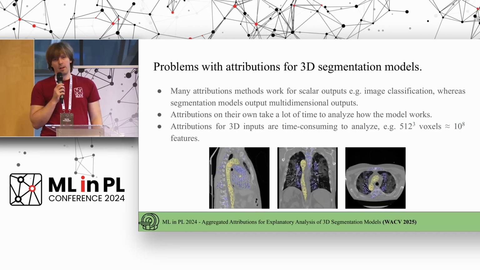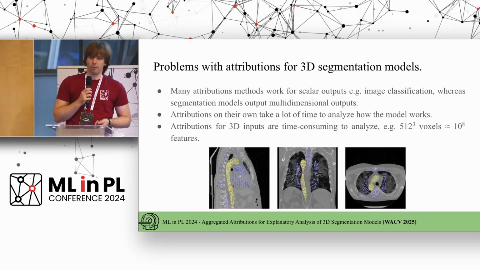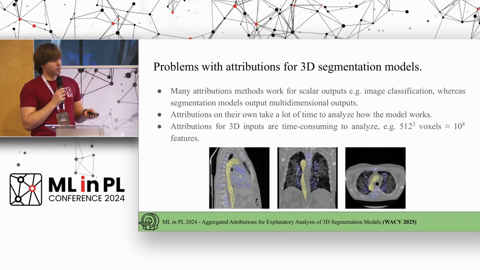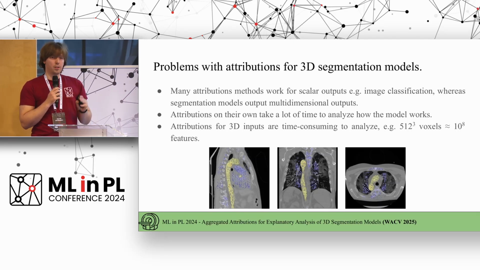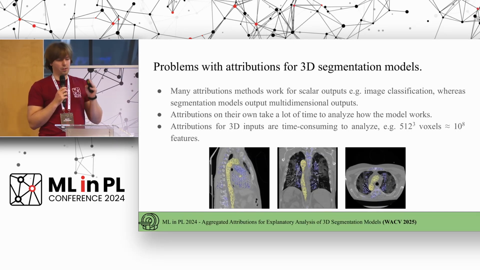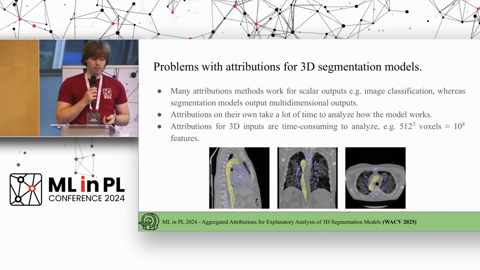Okay, so I talked about attributions, but there are some problems with attributions for 3D segmentation. First, multiple works on attribution methods only try to work for 2D classification. For classification or regression, you need a scalar output, but when you are doing segmentation, you have the same number of dimensions in input and in output. So this makes it a really big problem.